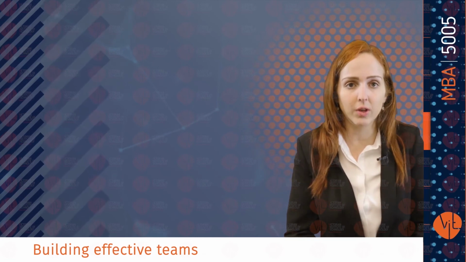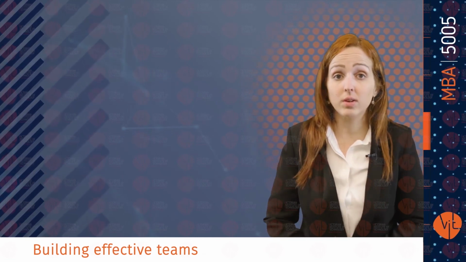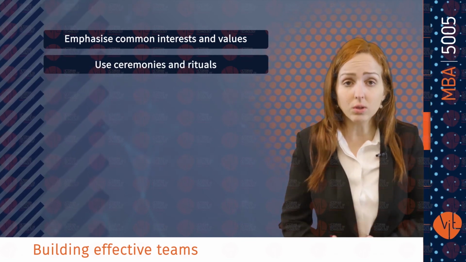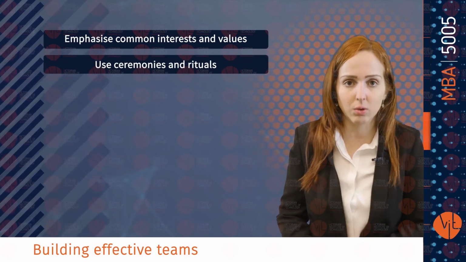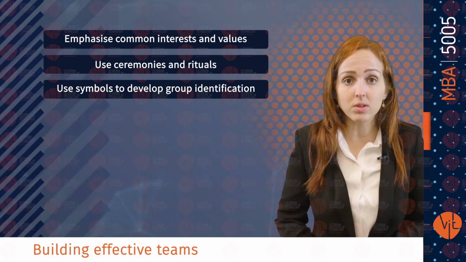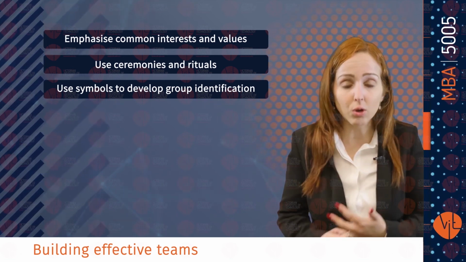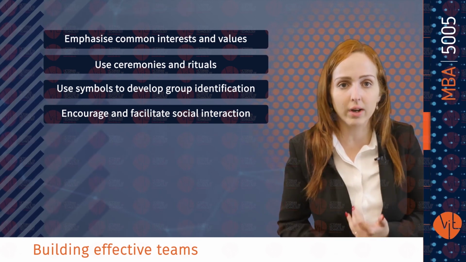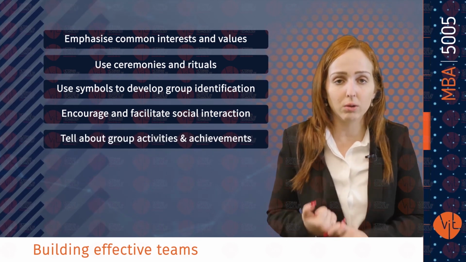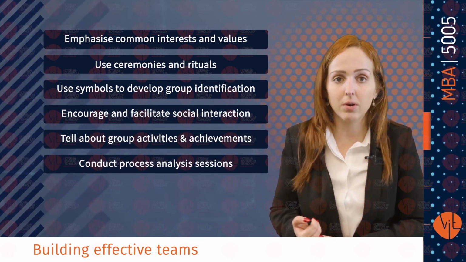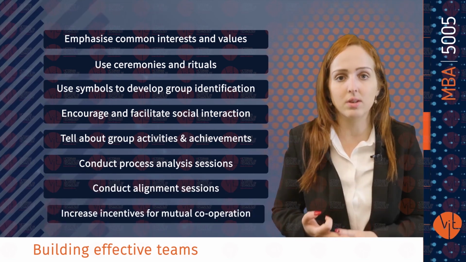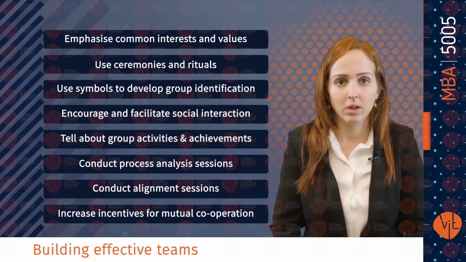And how do you build effective teams? You emphasise common interests and values. You use ceremonies and rituals, so it's good to build an important organisational culture. You use symbols to develop group identification, so who you are as a group. You encourage and facilitate social interaction. You tell people about group activities. You conduct process analysis, and you conduct alignment sessions and increase incentives for mutual cooperation.